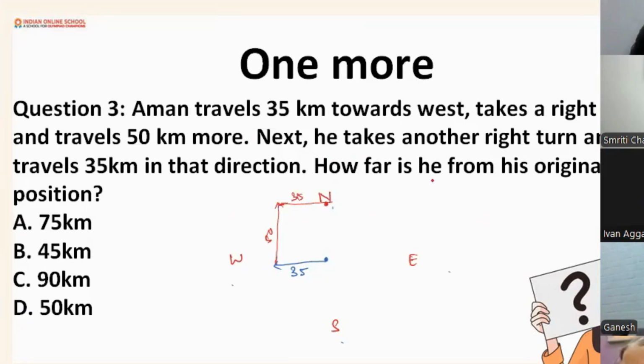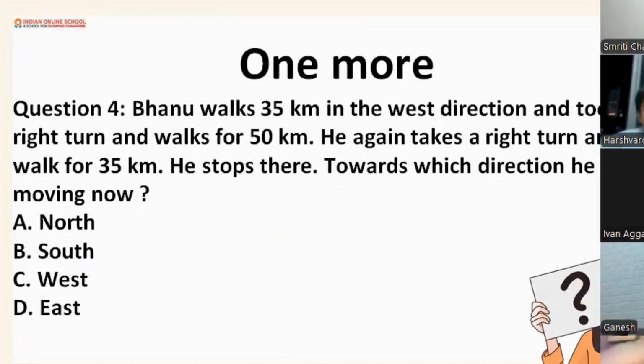Okay. Now, how far is he from the original position, which means this direction we need to figure out. This direction will be how much? Yes, tell me. 50 kilometers, correct. Because this and this direction need to be the same. Got it, everybody? Understood? Now the next one. Next one is Bhanu walks. Okay, again, let's make this direction chart first.